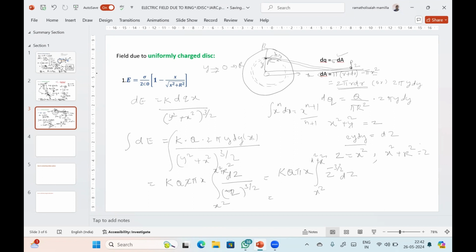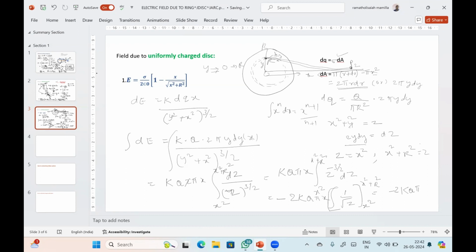So that is equal to minus 2 k q pi x times 1 by root z, evaluated from x square to x square plus r square. Integration is already completed. After substituting these values, the x also goes inside, giving minus 2 k q pi.